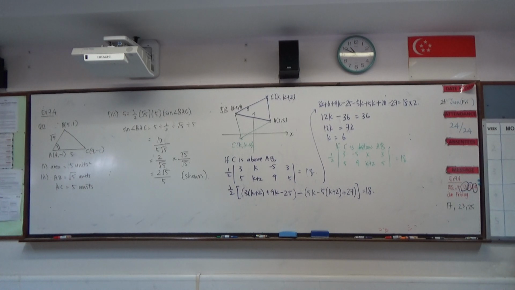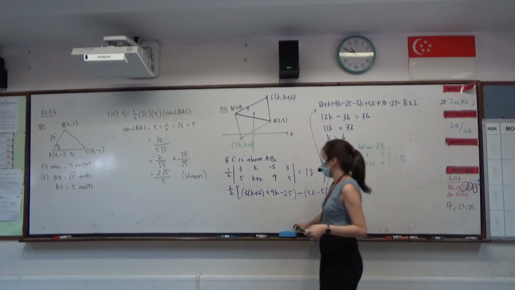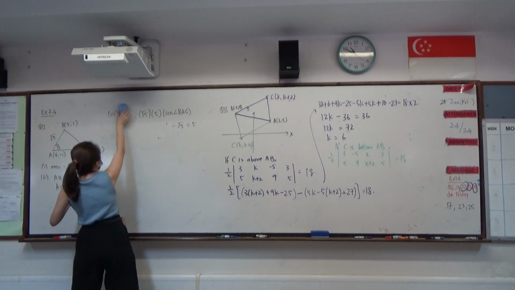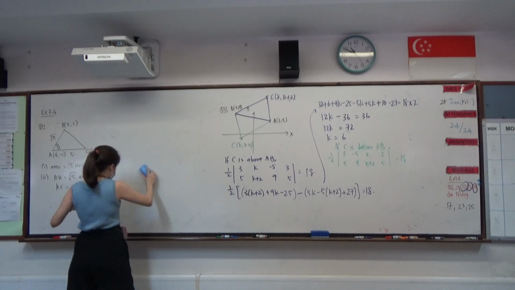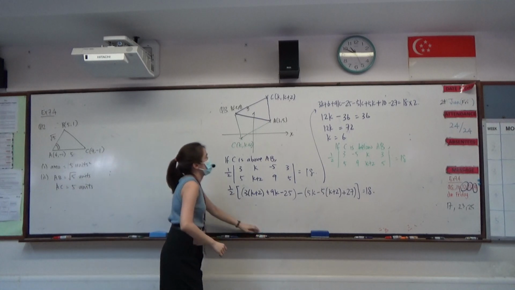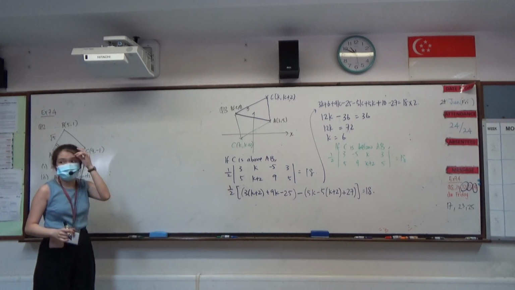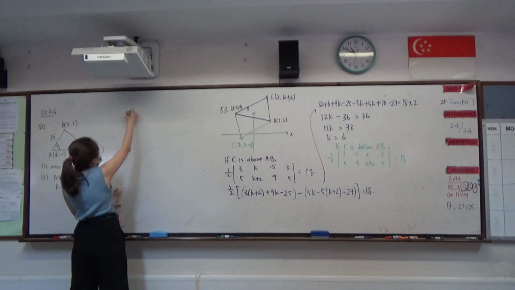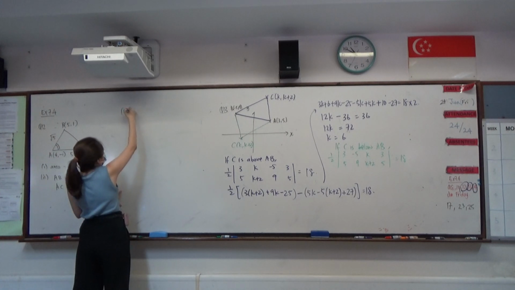Then part 2, hence find the height of the triangle ABC for which the base is AB. So regardless of the case of where the C actually is, the height will remain the same, so long as AB is the base. Since the area is 18, we need to first find out the length of AB.